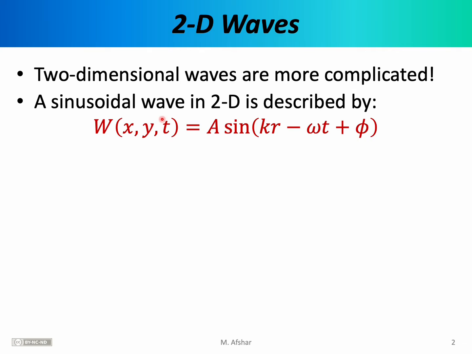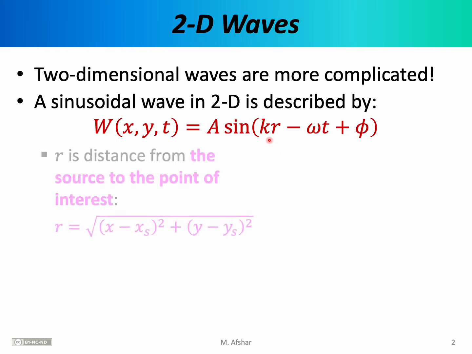For simple waves, we will describe the wave using this function here. This function should look quite familiar to you. Note, however, that compared to the functions we saw in our previous lecture, x has now been replaced by r. R is the distance from the source of the waves to the point of interest.